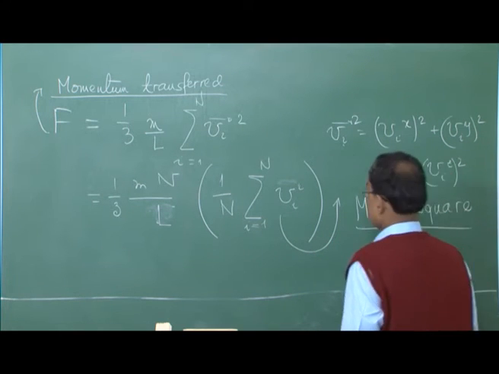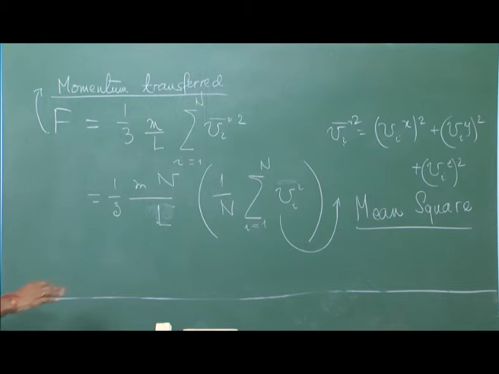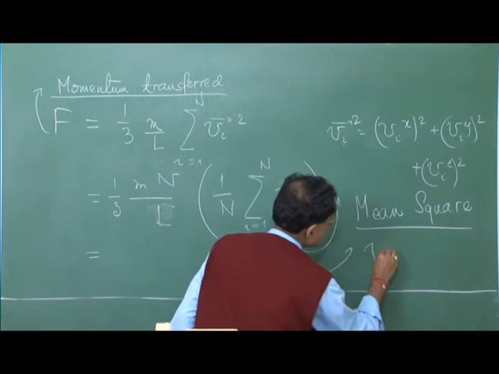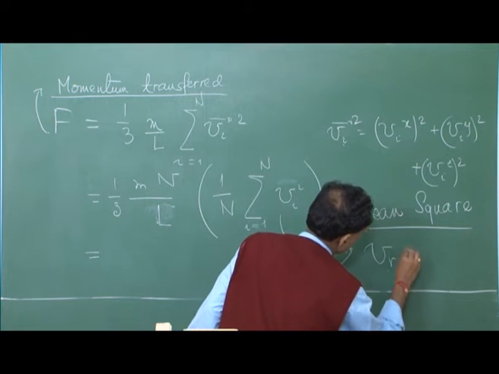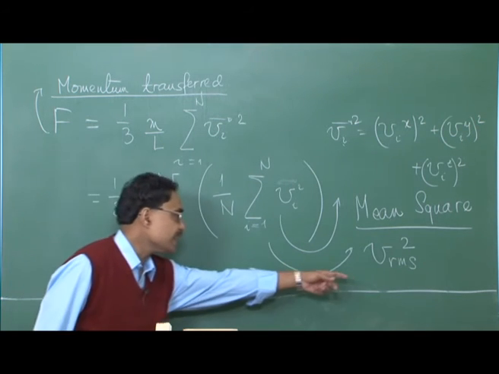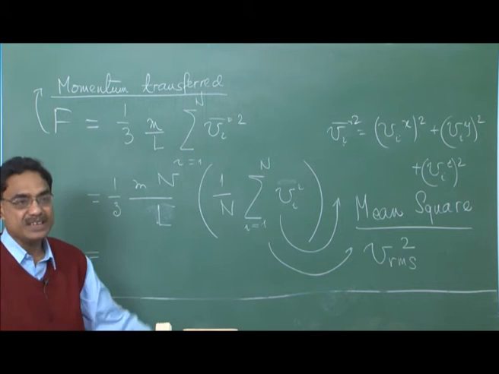Mean square. First I square, then I take the mean, I add them and take the mean. This is the mean square velocity. I will go further. I will call this whole thing Vrms square. So, what is Vrms square? It is this quantity. Square root of this is Vrms.